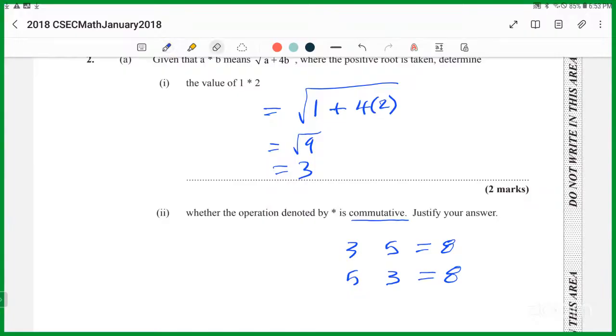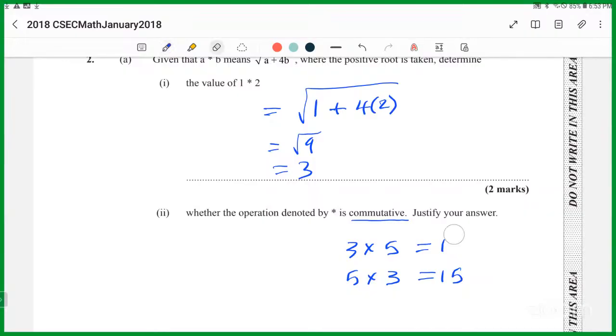Multiplication also is an operation that is commutative because if I multiply 3 times 5, I'm getting 15. If I reverse the order of this multiplication and do 5 times 3, I'm still getting 15. And so multiplication is commutative just as addition is commutative. So addition of real numbers and multiplication of real numbers is commutative.